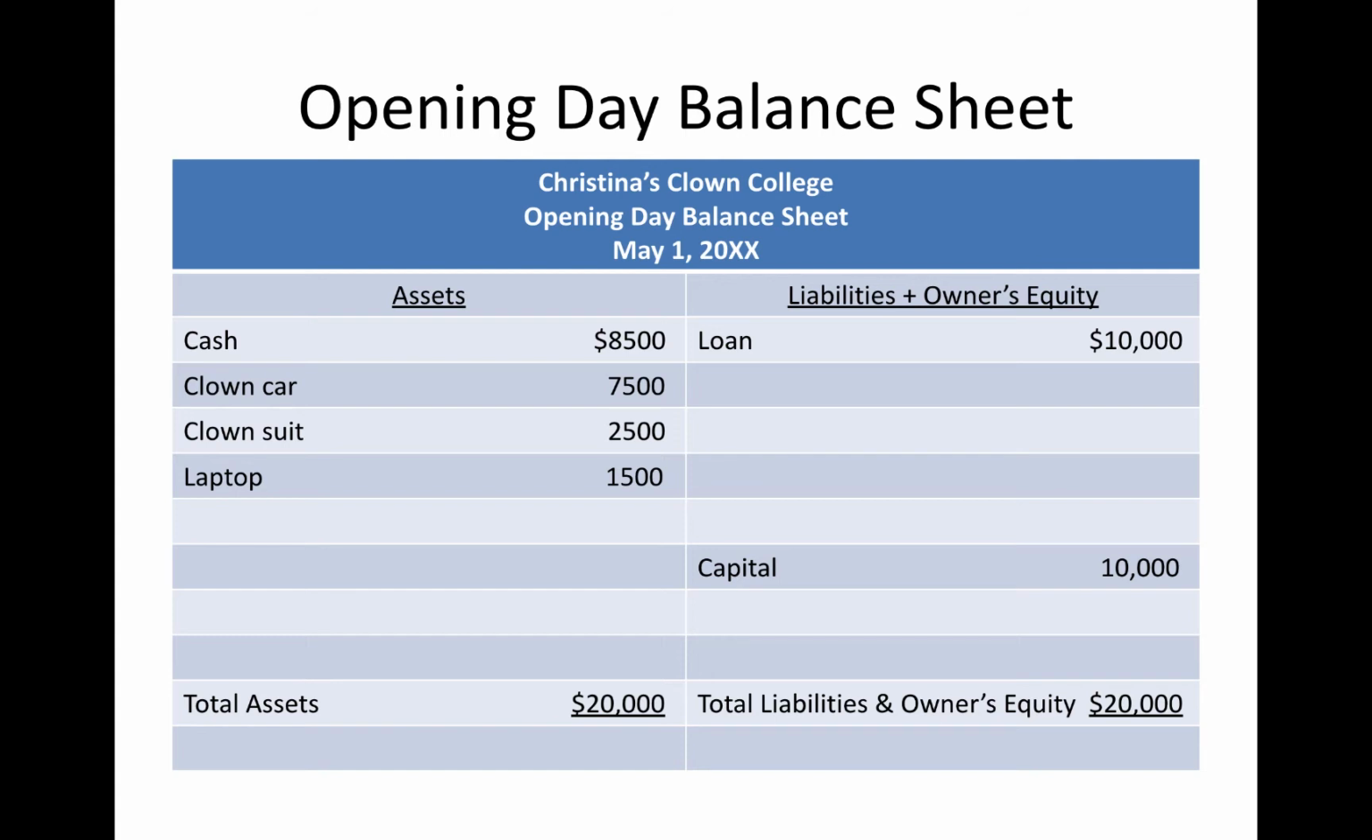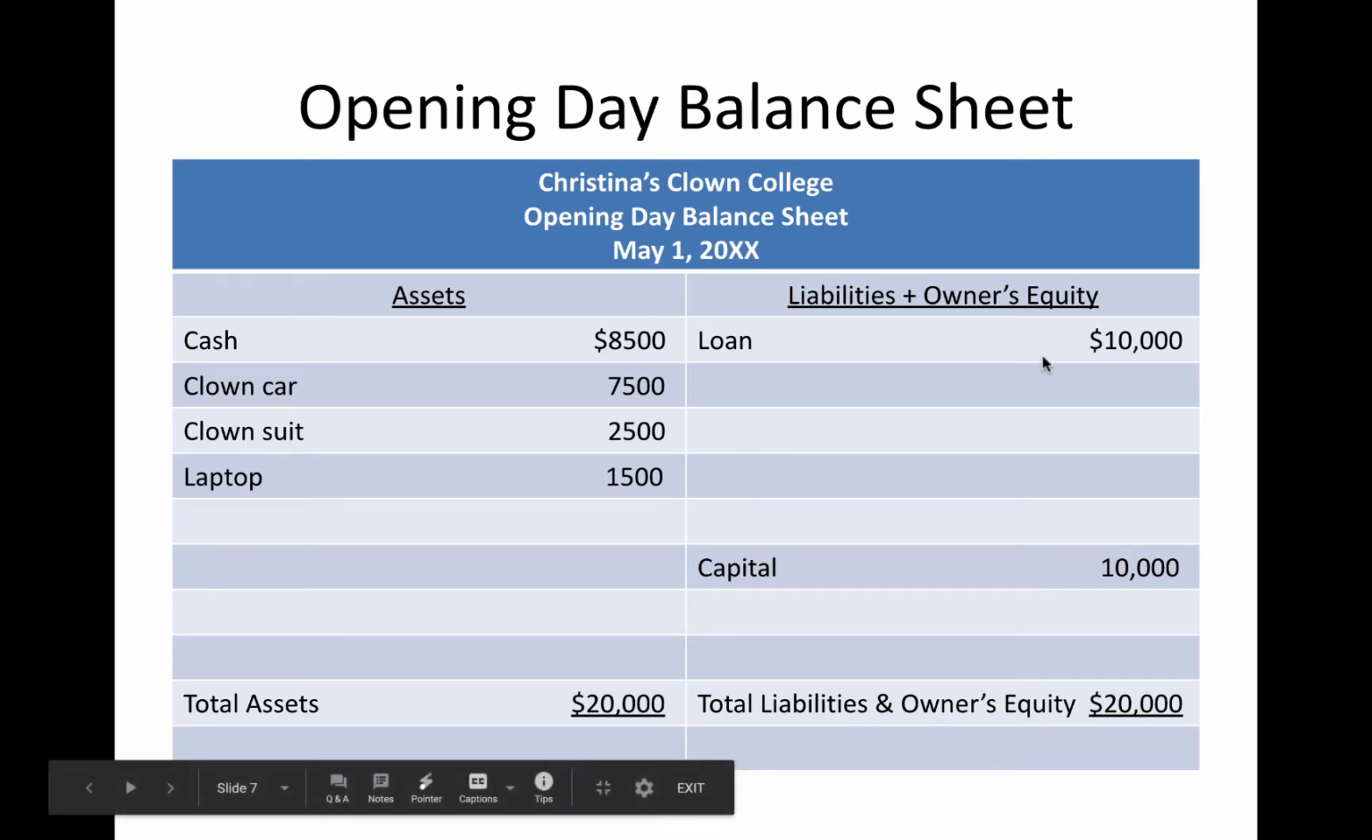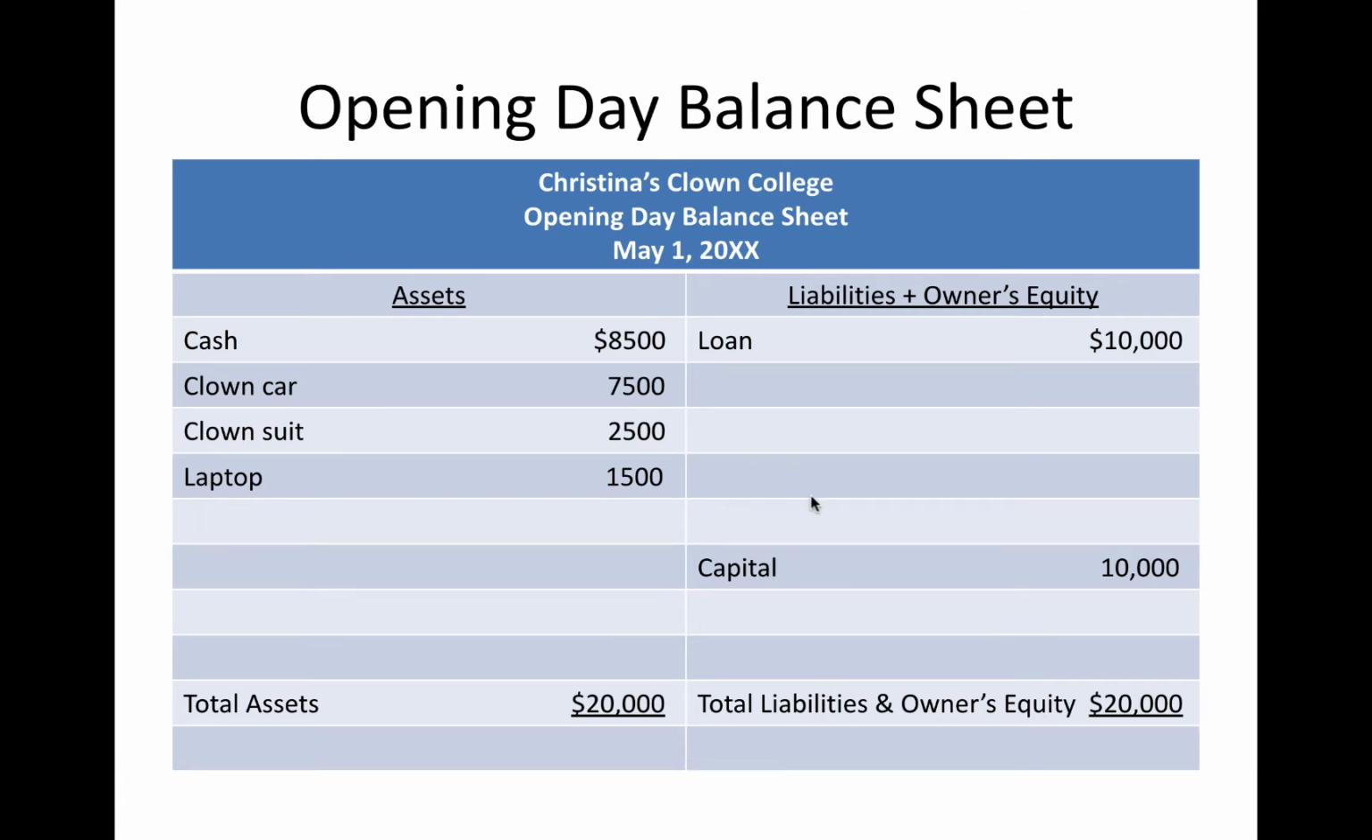And so the equation for the balance sheet is what we call the accounting equation, which is assets are equal to your liabilities and your owner's equity. So I have all of my assets listed on one side, I have all of my liabilities and owner's equity listed on the opposite side, and each side should total the same, in this case $20,000. So I've got $20,000 in loan and capital, and I've got my clown car, I've got my clown suit, I've got my laptop, and then everything else that I have left over is cash.